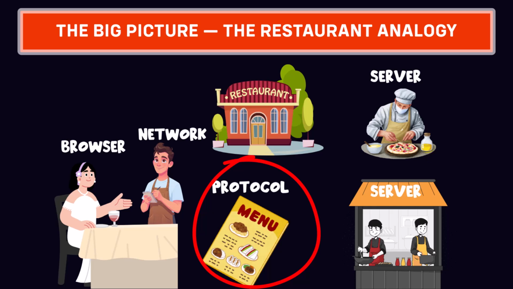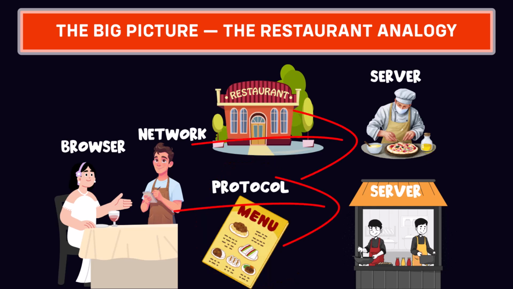And here is the crucial part. How does the waiter know which kitchen to go to? Imagine there are thousands of kitchens in this city. Someone needs to look up the address of the right kitchen. That's the DNS, the Domain Name System. It's like the restaurant directory that converts a name, say Pizza Palace, into the actual street address. Keep this picture in your head. Every single concept we cover today maps back to this restaurant. I will keep connecting the dots as we go further.